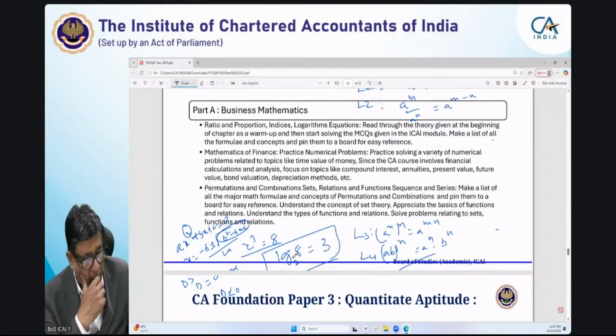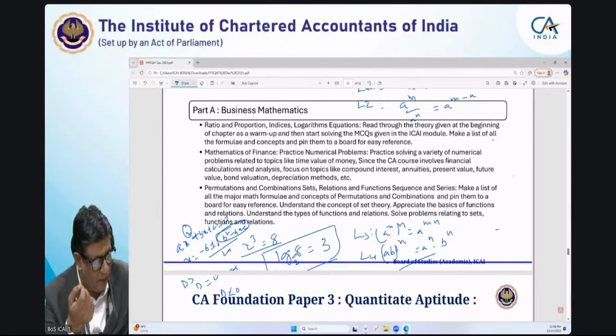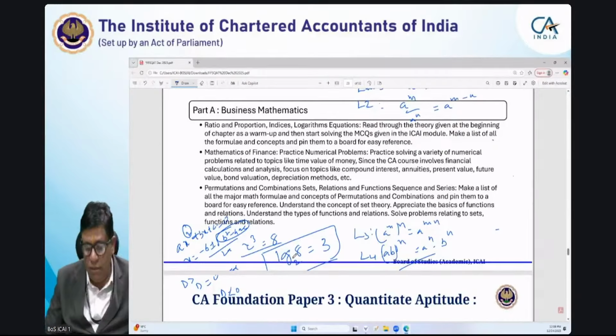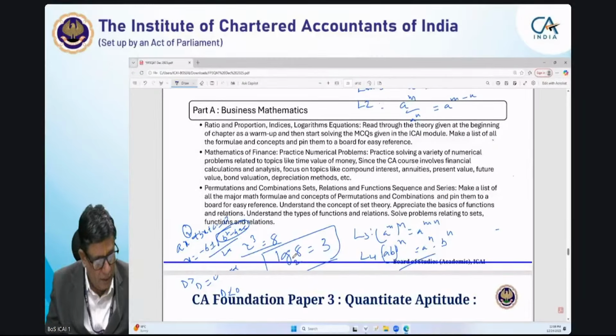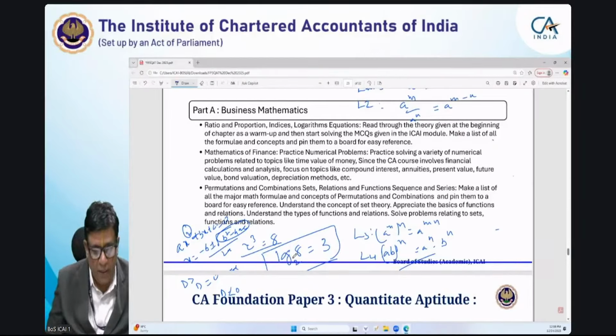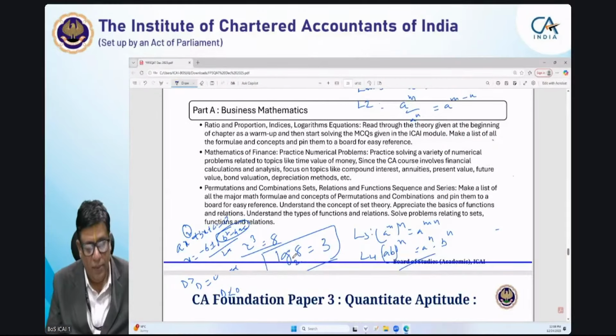A sequence consists of numbers. If it is countable, then it is a finite series, and if it is not countable, it means an infinite series. Next, arithmetic progression and geometric progression are the two kinds of series in the foundation level study material syllabus. What is arithmetic progression and what is geometric progression are given in the material.